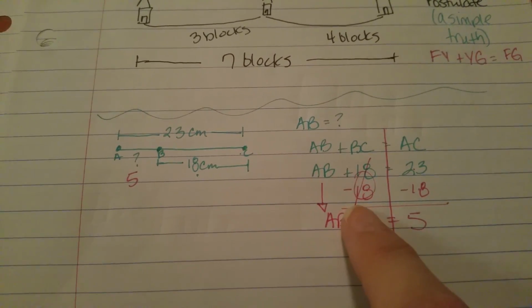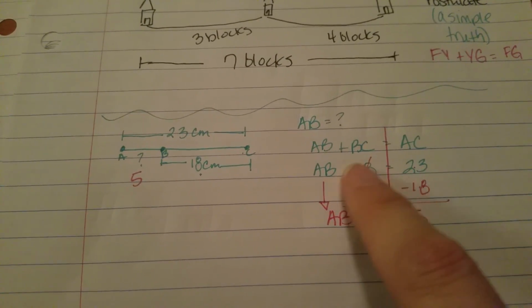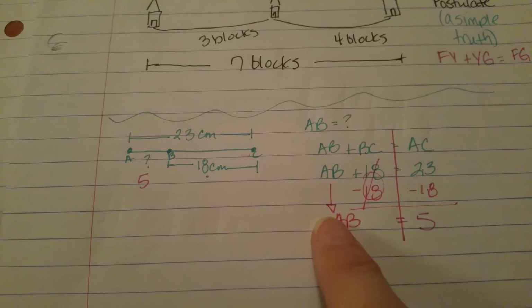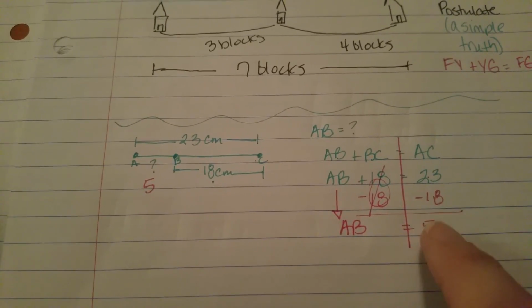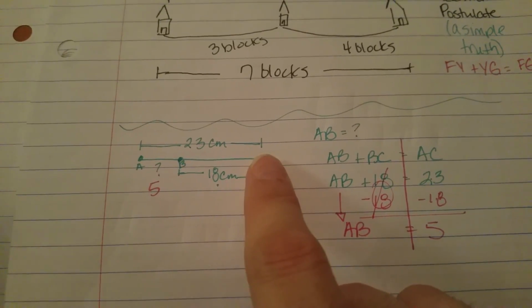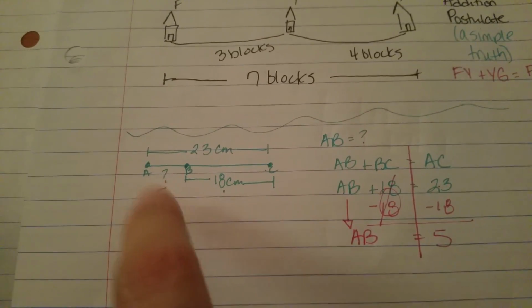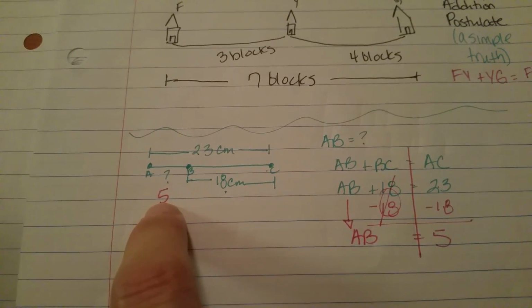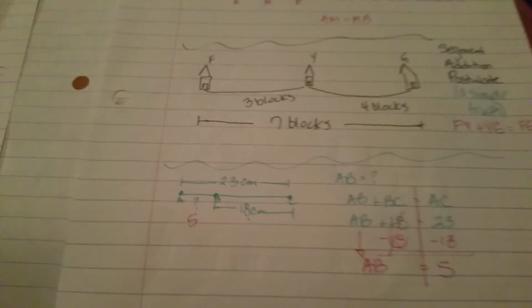Now I'm going to subtract 18 from both sides. That goes away, becomes 0. And then this comes down. So AB, 23 minus 18 is 5. So for this plus this to be 23, this has to be 5. That easy. You just add them together.